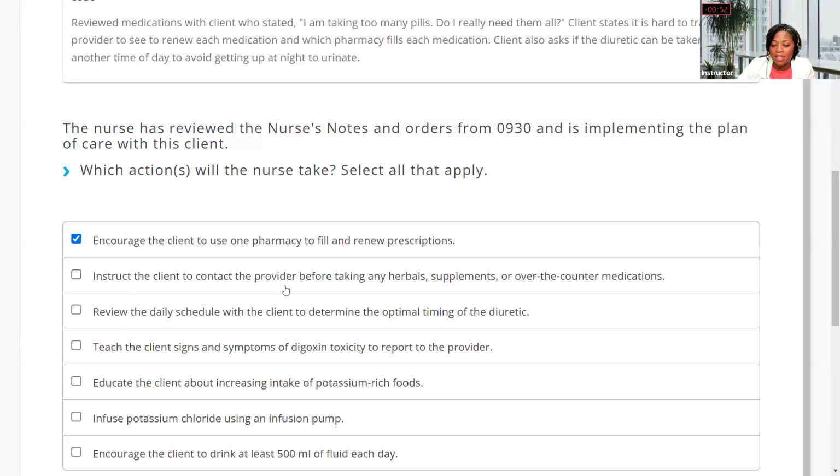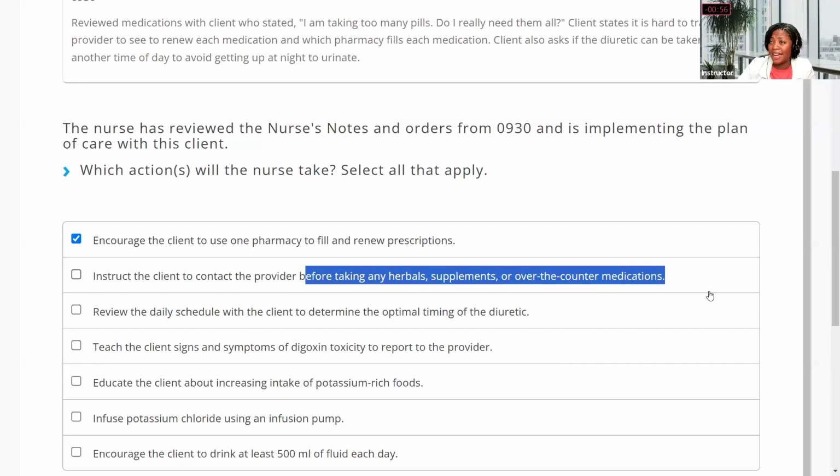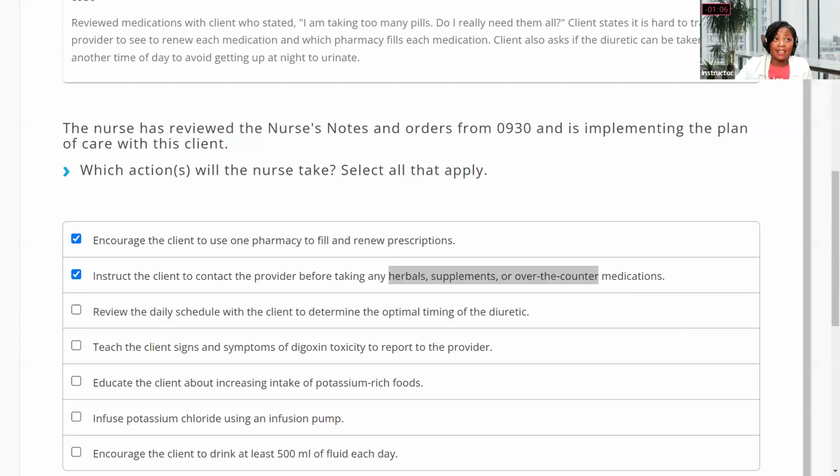The other one, instruct the client to contact the provider before taking the herbal supplements over the counter. Yes, because a lot of times these medications can have contraindications, right? With the prescribed meds, it can cause some side effects. It can cause things like that. All right. So two makes sense as well.